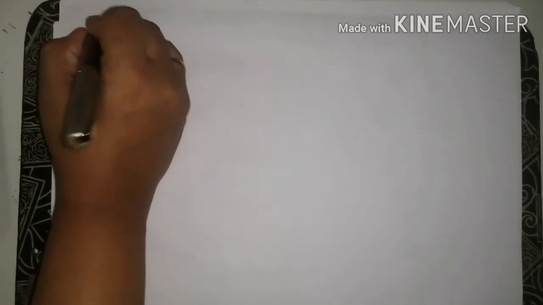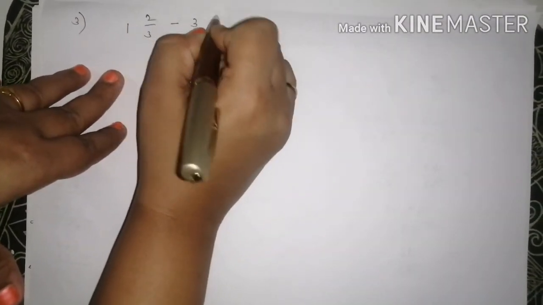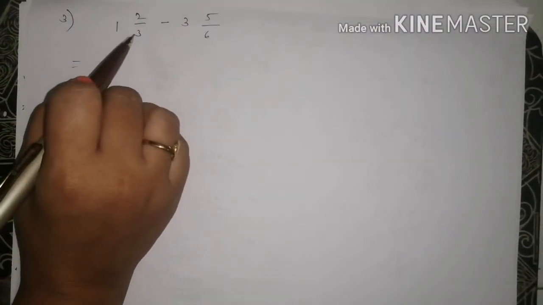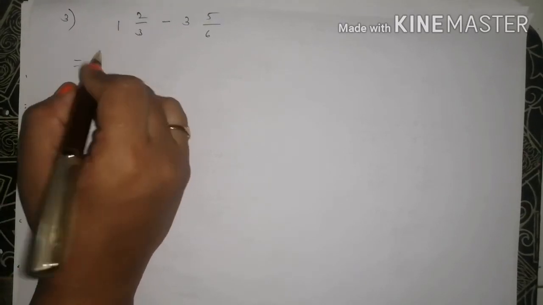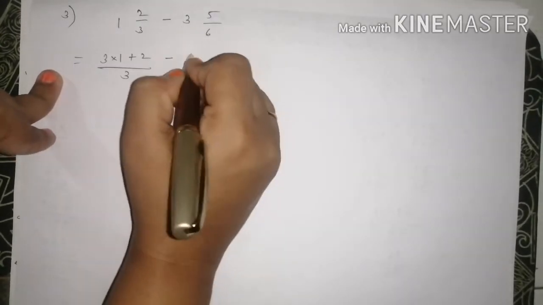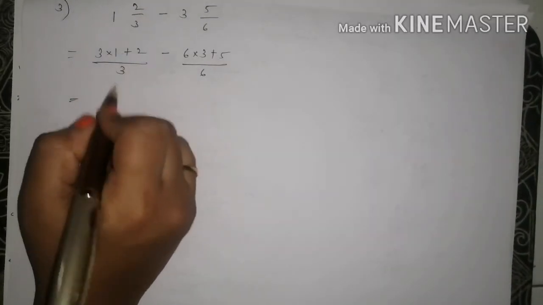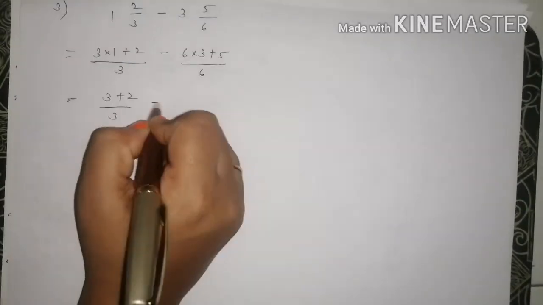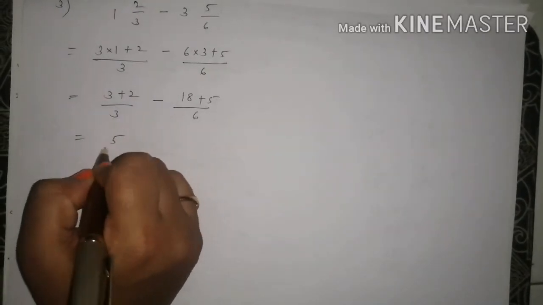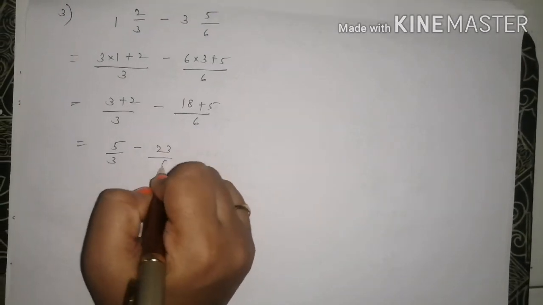Third sum. 1 2 upon 3 minus 3 5 upon 6. Again it is in improper form, so make it a proper fraction. Multiplying 3 by 1 plus 2 upon 3, minus 6 into 3 plus 5 upon 6. So 3 ones are 3, 3 plus 2 upon 3 minus 6 threes is 18 plus 5 upon 6. 3 plus 2 is 5 upon 3 minus 18 plus 5 is 23 upon 6.